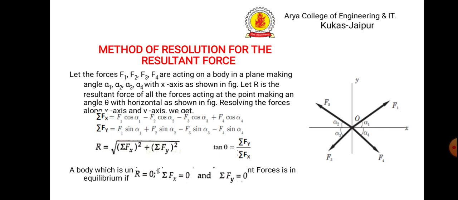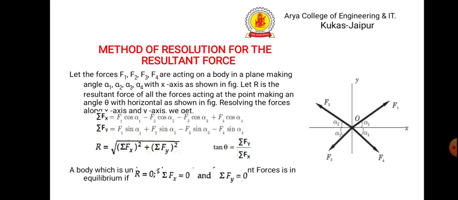Then the component along x direction of F1 will be F1 cos alpha 1 towards right and F1 sin alpha 1 vertically upward. For F2, F2 cos alpha 2 towards left and F2 sin alpha 2 vertically upward. For F3, the component will be F3 cos alpha 3 towards left and F3 sin alpha 3 vertically downward. For F4, F4 cos alpha 4 towards right and F4 sin alpha 4 vertically downward.